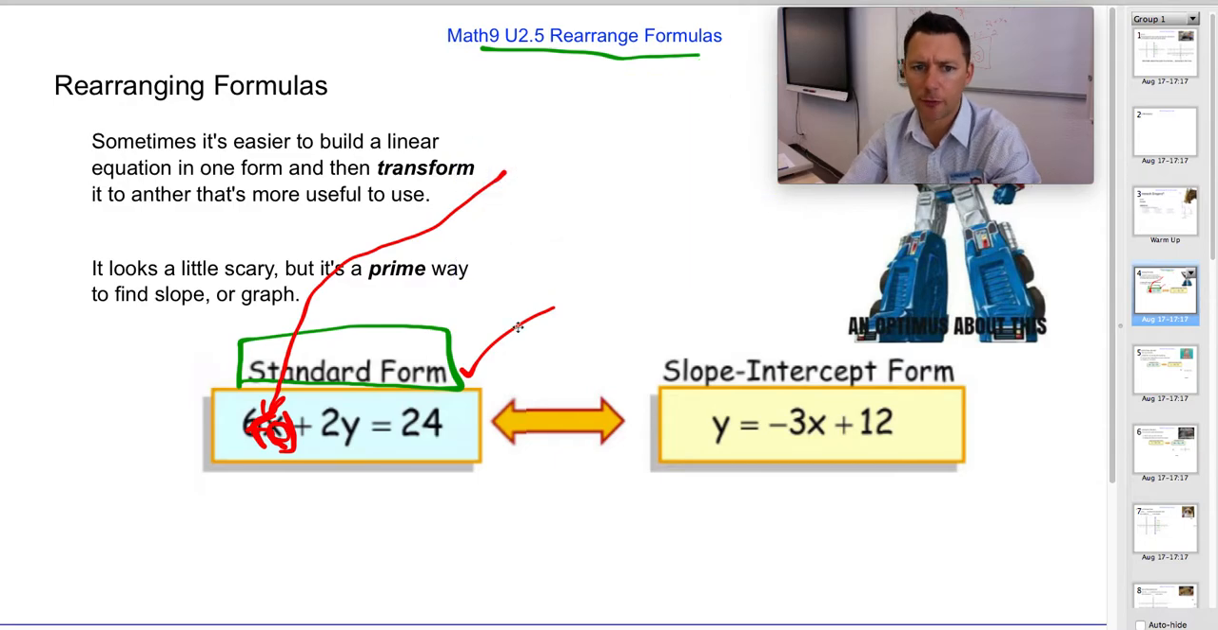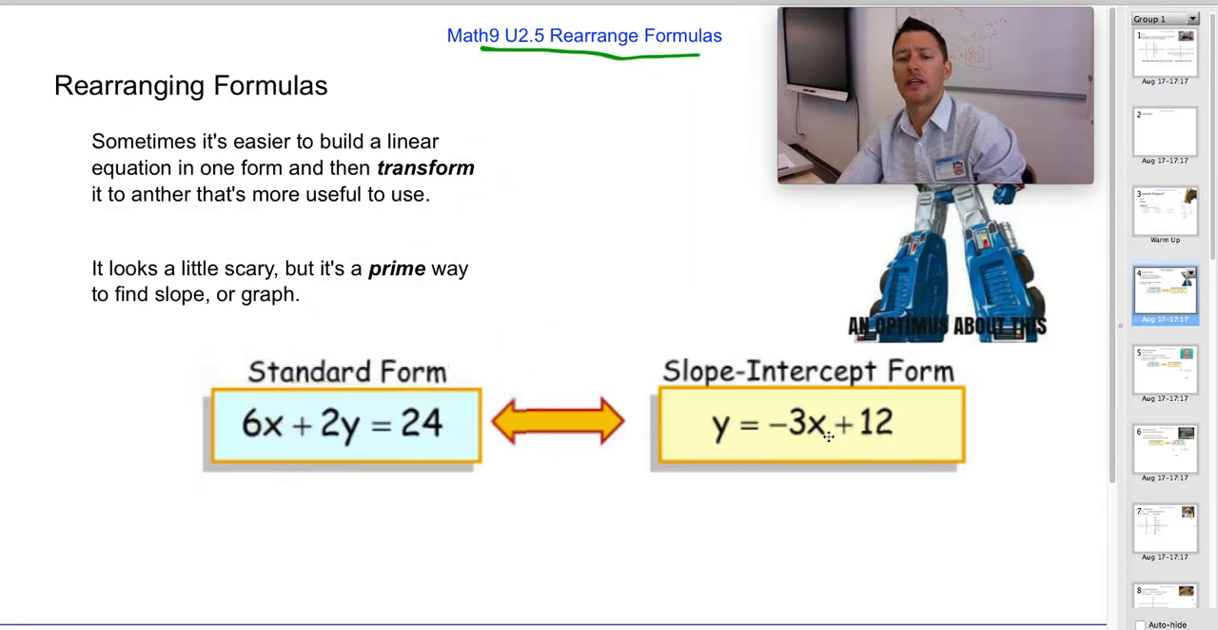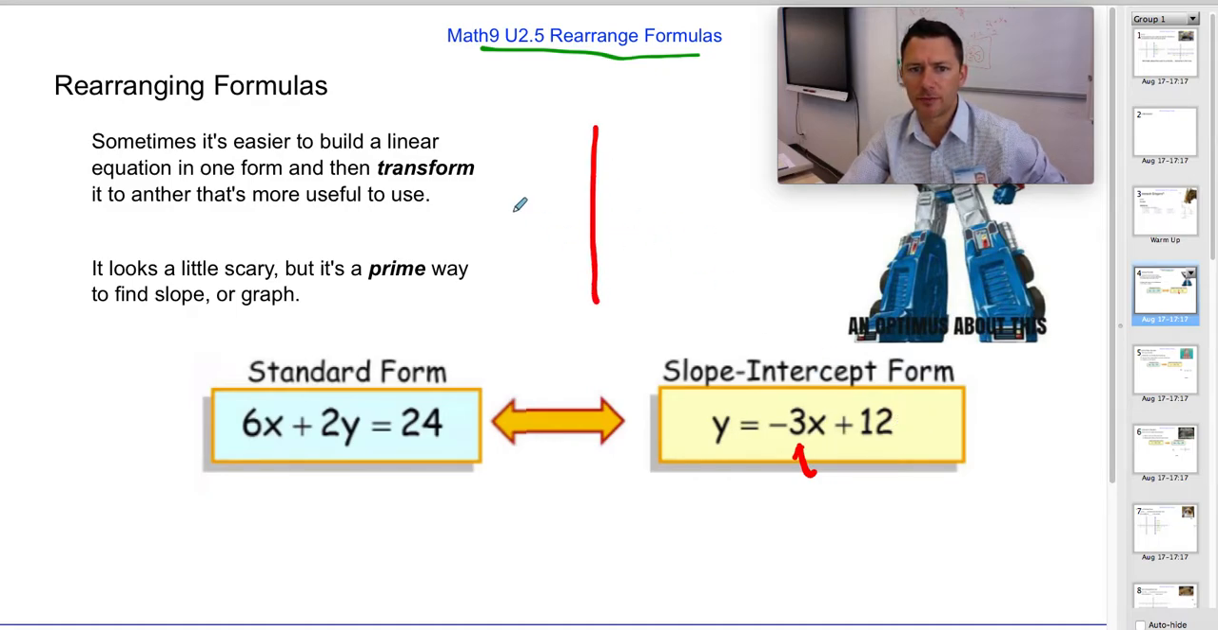It's not great for other things, like seeing how things will change, or looking at the slope. I don't know the slope from this right away. Right here I say, oh, that's my slope. So slope-intercept form is nice because you can say, hey, I start here, at 12, and this is rise -3 and run 1. So rise down 1, 2, 3, run 1. There's my next dot. I can graph.